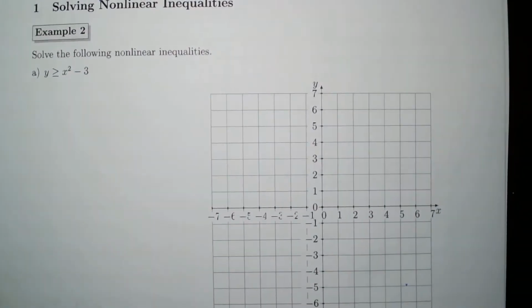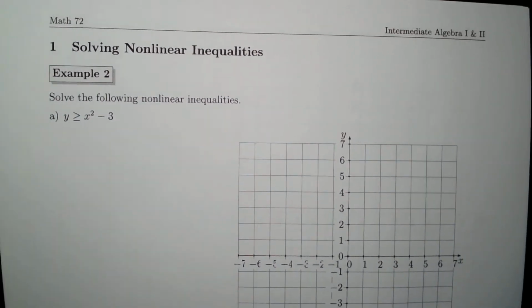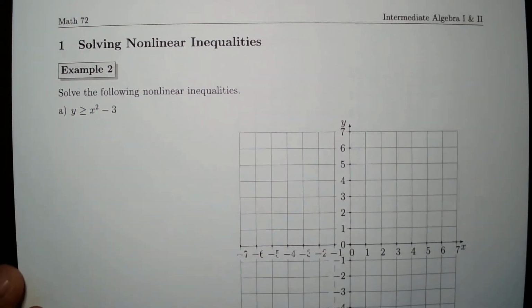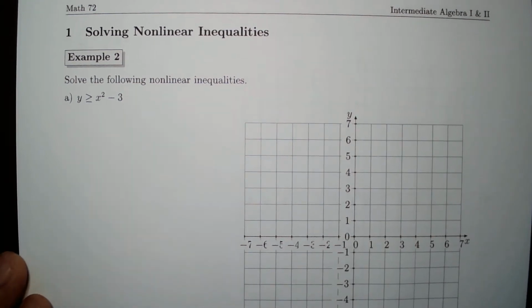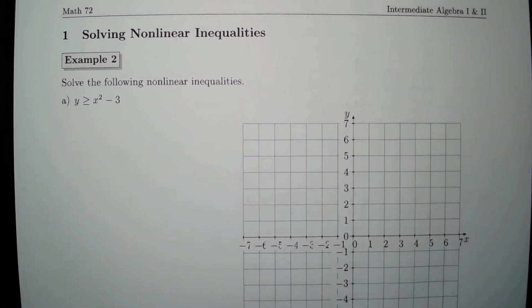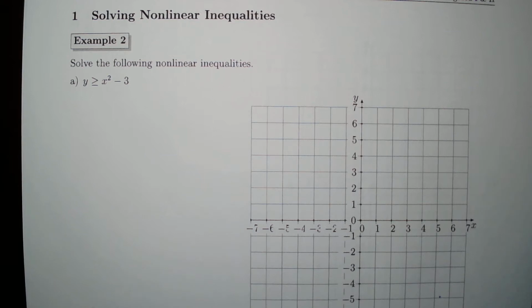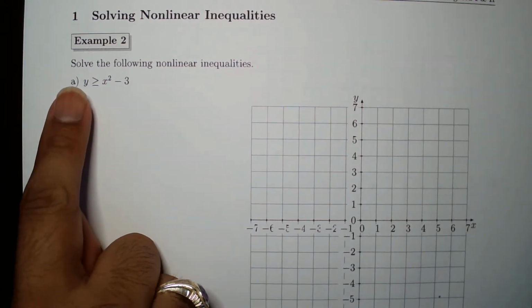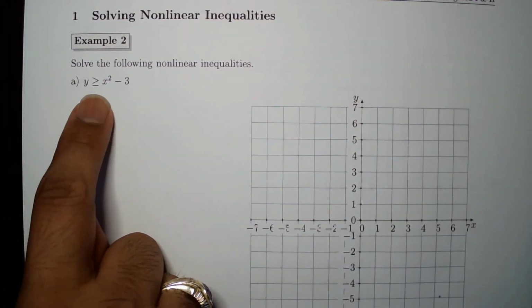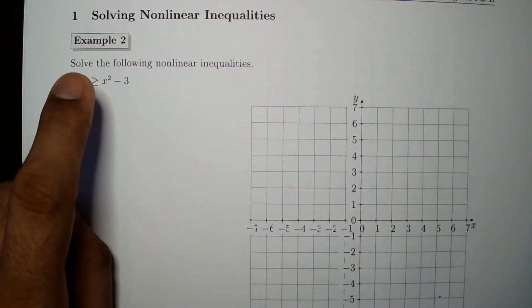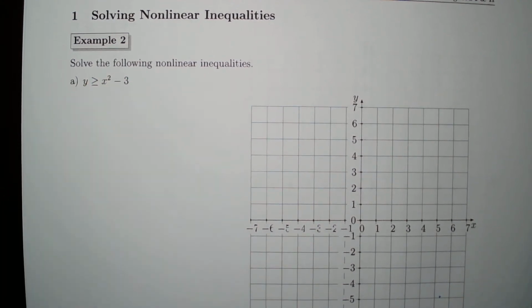So now let's move on to the nonlinear inequalities, right? Now we're going to look at those inequalities involving the conic sections that we have discussed earlier in this chapter. So in this case, what do we have? y greater than or equal to x squared minus 3.